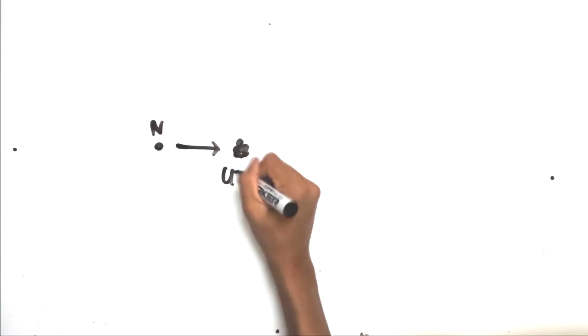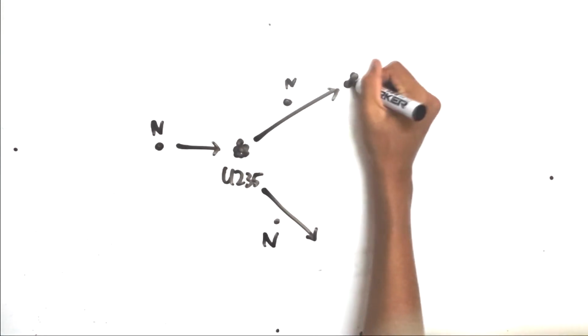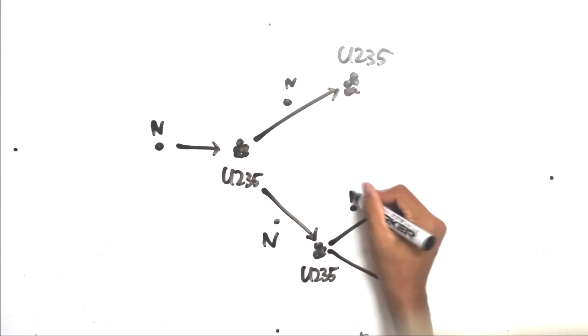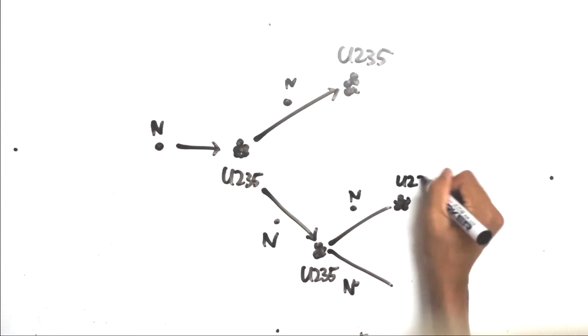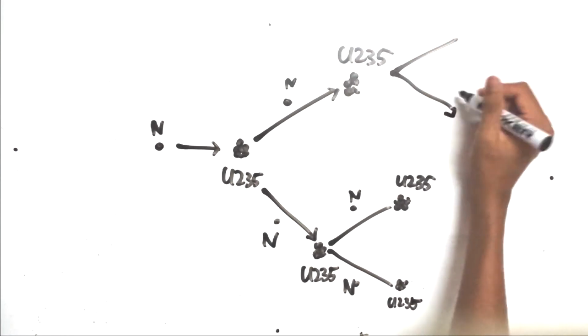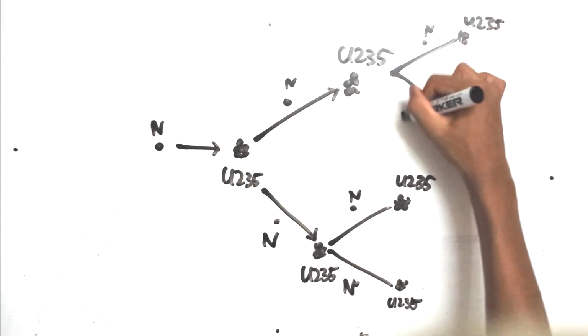So to speed the decay up, we shoot a neutron at a particle of uranium-235, and this particle of uranium-235 will split into barium and krypton while also releasing two neutrons. These two neutrons will hit other uranium-235 particles, and the particles will also release two neutrons, which will hit four uranium-235 atoms, and this is how we get a chain reaction.